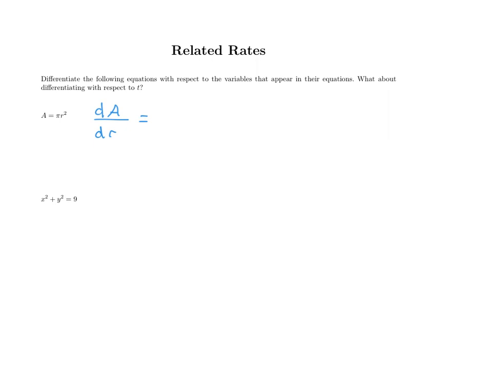If I was being very careful, it would look like this. Bring down the 2, copy down the pi, you would subtract 1 from the exponent of r, and then by the chain rule, you'd multiply by the derivative of this thing with respect to r, which is dr dr. But of course, we never write that because that derivative is always equal to 1, and our answer is the derivative of the area with respect to r is simply 2 pi r, and that's it.